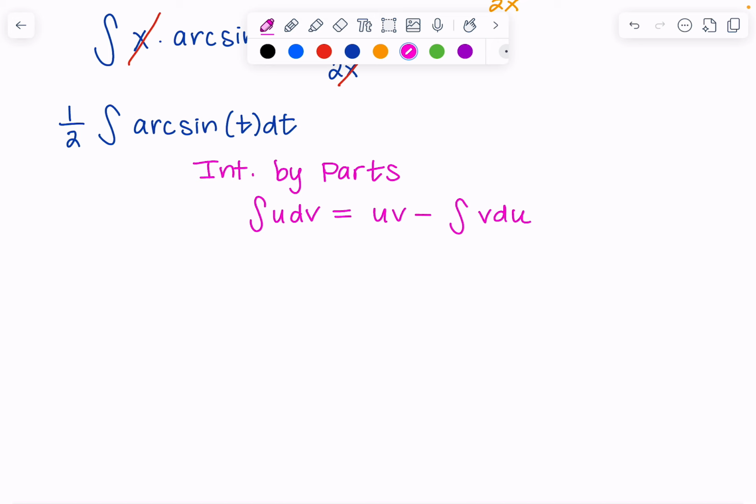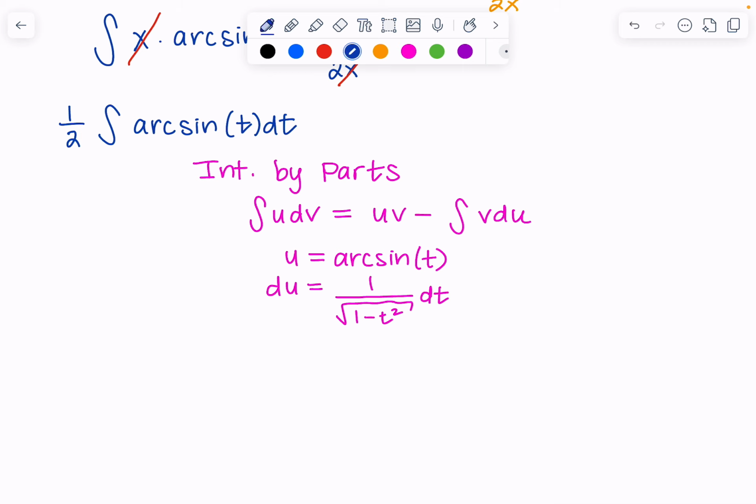Okay, so the first thing I need to do is choose my u, and I'm given arcsine of t dt, so I'm going to make u equal to arcsine of t. That would make my du equal to the derivative of arcsine of t, and this is a trig derivative that you just need to have memorized. So this would be 1 over the square root of 1 minus t squared dt.